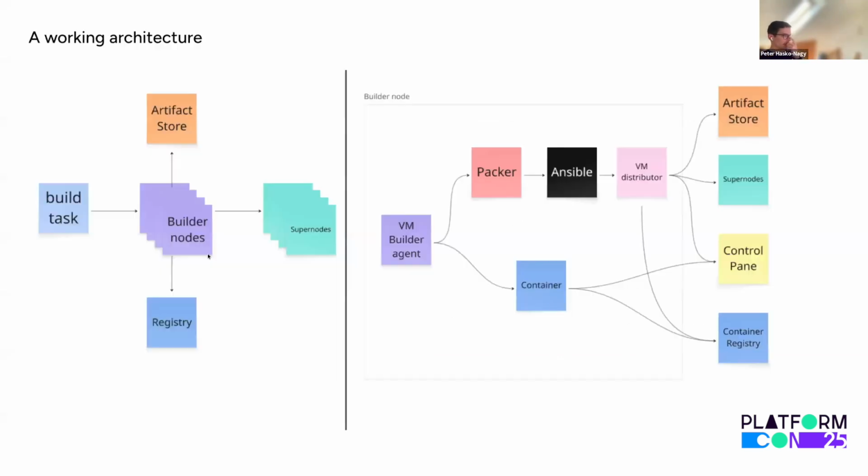And what you can see here, and what's the most important, is that we have dedicated builder nodes. And these builder nodes run something called an image builder agent, which basically waits for tasks. And the task just describes what we want to build, for example, the guest operating system version, the tools, the Xcode version, Android emulator versions we want to include within the image.